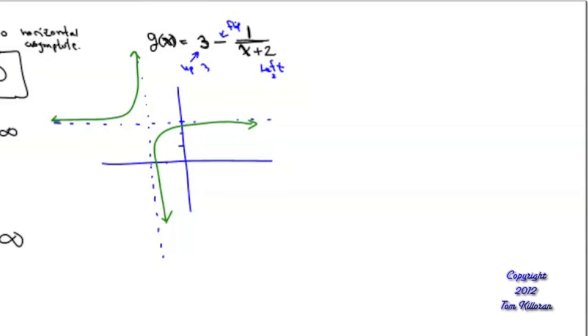So let me ask a silly question. What is the limit as x approaches -2 from the left of this function g of x?